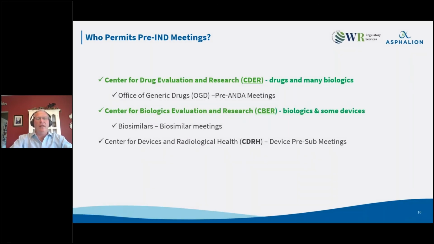Who permits pre-IND meetings? There are generally 3 centers in FDA that permit these types of meetings: Center for Drug Evaluation, CDER, Center for Biologics Evaluation, that's CBER, and the Center for Devices and Radiological Health, CDRH. We're sort of going to focus on CDER and CBER in these meetings. Also to note that if you're working on generic drugs, there's also a pre-ANDA meetings program. And if you're working on biosimilars, there's a set of meetings for biosimilar development.